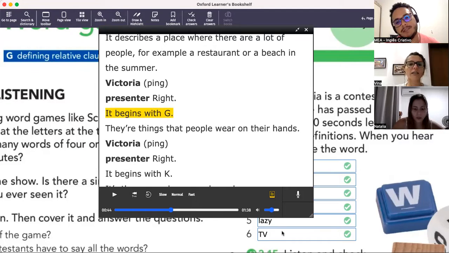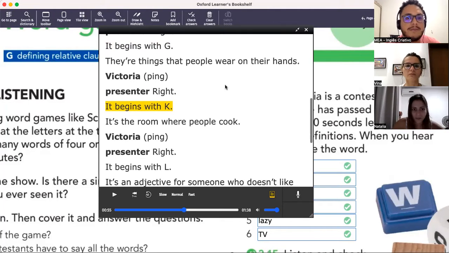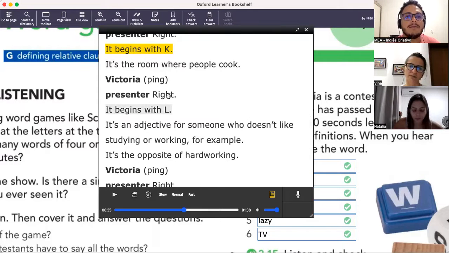It begins with G. There are things that people wear on their hands. Gloves. Perfect. It begins with K. It's the room where people cook. Cook. Lembra que cook não tem esse sonzinho de U, né? É cook. It's the room where people cook. Perfect. Kitchen.